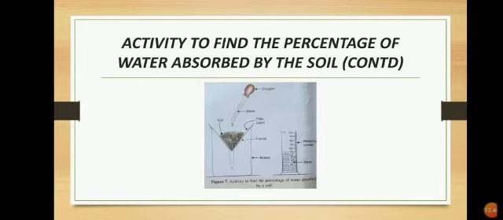Till the water starts dripping from this end, you have to keep on pouring. Whenever the water starts dripping, instantly you have to stop pouring. That means the soil has absorbed the maximum amount of water. Then the amount of water which will be left in the measuring cylinder will be the final volume of water, that is the amount of water left. So that will be the V2 ml, and initially it was V1 ml. So this is how we find out the percentage of water absorbed by the soil.